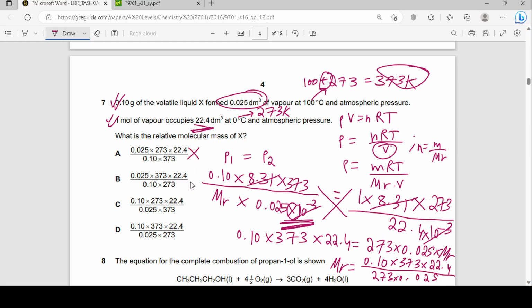It does not match with A or B. We have 0.025 in the numerator, and then we have to have 0.10. So this part matches, but this one has 273, this one has 373. We should have 373, right? So C is going to be wrong as well, and D is going to be the answer then, right?